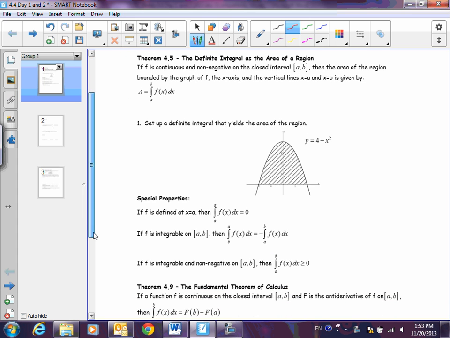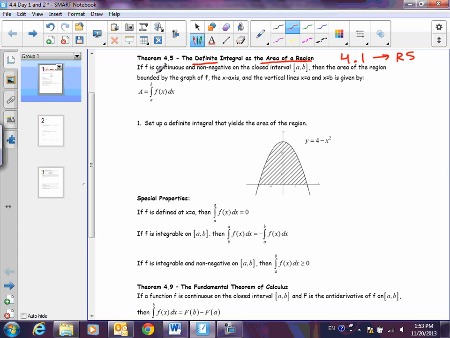So if we look at this Theorem 4.5, it says the definite integral. Definite, think about it like defined, exact, we know more about it. The definite integral as the area of the region. What this is going to do is take 4.1 and mash it together with Riemann sums. We're going to see how these two things go together before this page is over, actually.